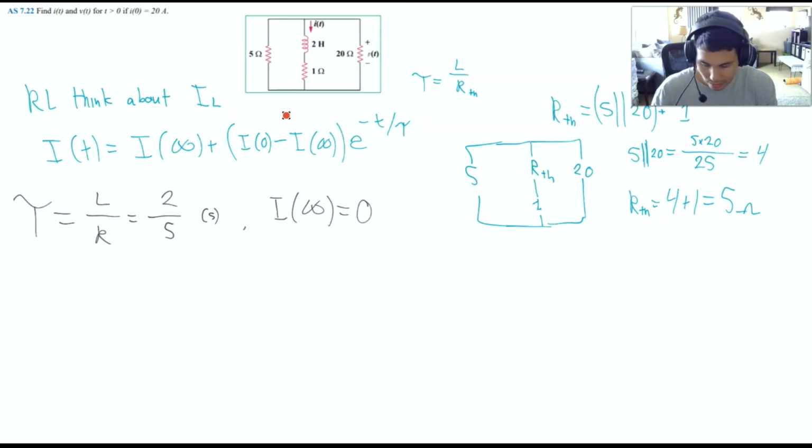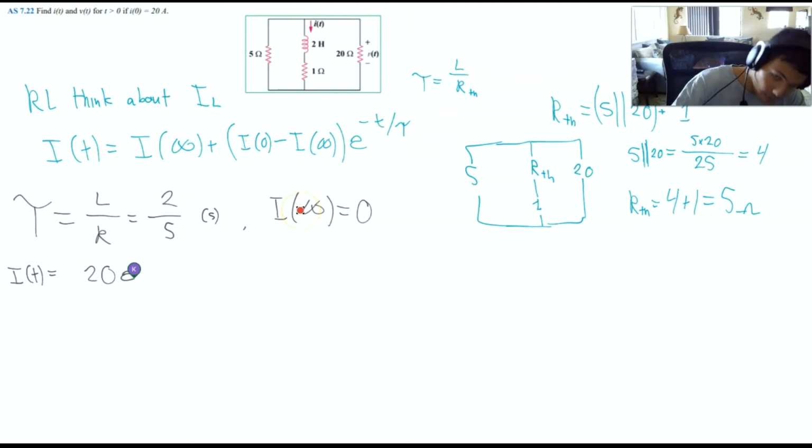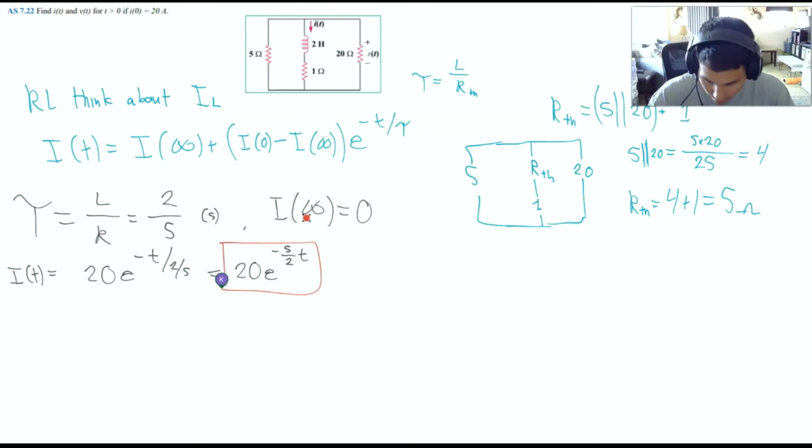Okay, and that's enough information to already answer our first question. So I of t is equal to, so this is 0, this is 0, and they told us that I0 is 20. So it's going to be negative 20. It's not negative, my bad. 20, so it's just 20 e to the negative t over 2 fifths, and we'll make it look nicer. This is 20 e to the negative 5 over 2 times t. Okay, so there we go. That's part 1 done.